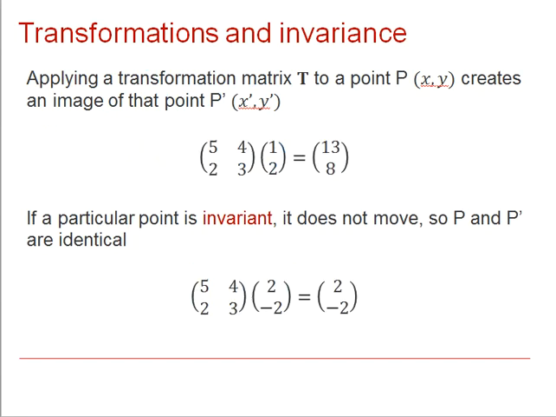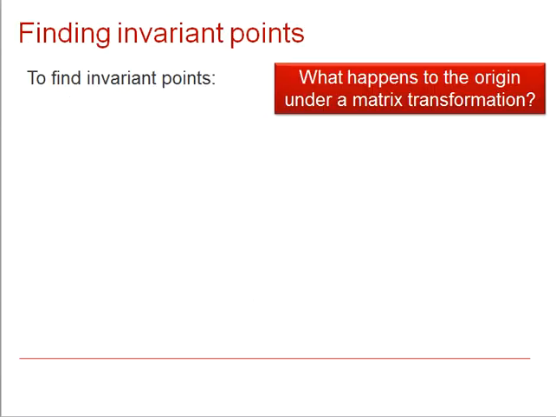If we look at another example below, we can see that the matrix 5, 2, 4, 3 acting on the points or coordinates 1, 2 would map 1, 2 to new coordinates 13, 8. However, that same matrix acting on 2, minus 2 does not move it. So 2, minus 2 is an invariant point under the transformation represented by the matrix 5, 2, 4, 3. So how might we go about finding invariant points for a particular matrix?